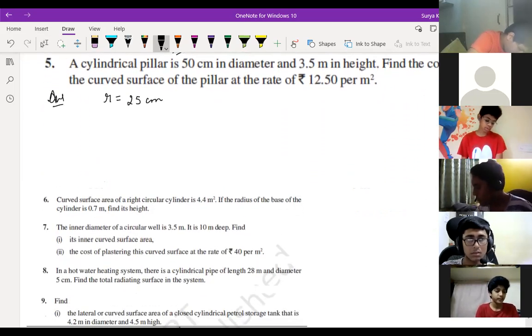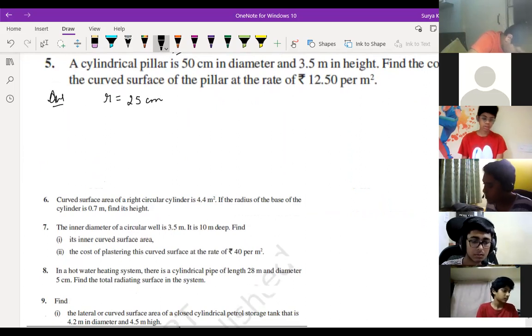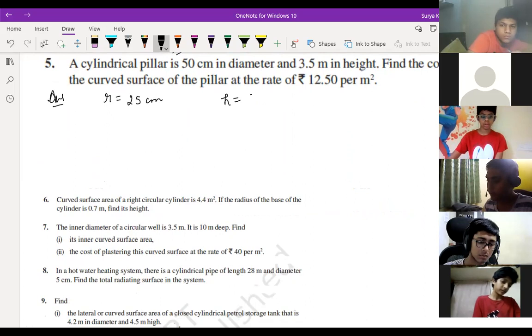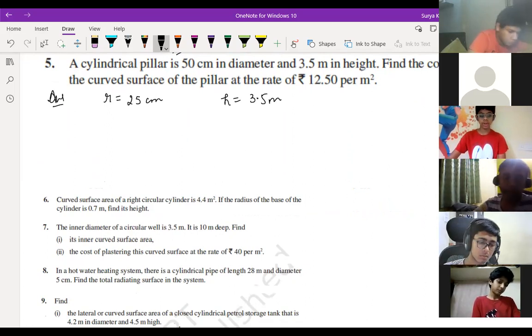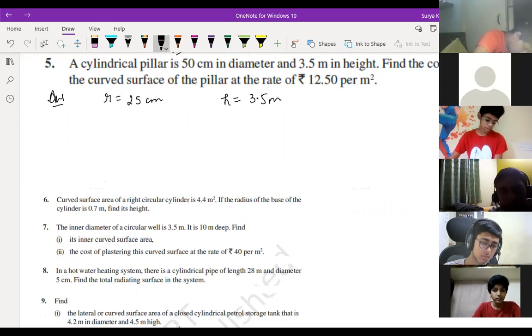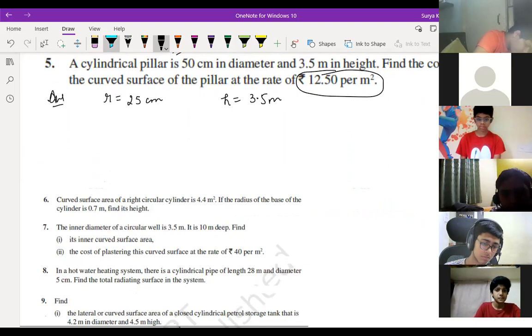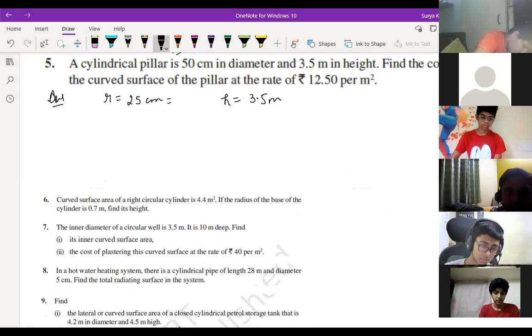So the radius is 25 centimeters. And here see, children, the height is given, height is equal to 3.5 meters. Okay. Sir, we need to convert the centimeter into meter. Yeah, before only if you convert, that is better, because here they have given the rate in meter square only, right? If you convert the answer in meters, that will become easier to calculate. So how to convert 25 to meters? 25 divided by 100, right? So we'll get 0.25 meters, right, children?